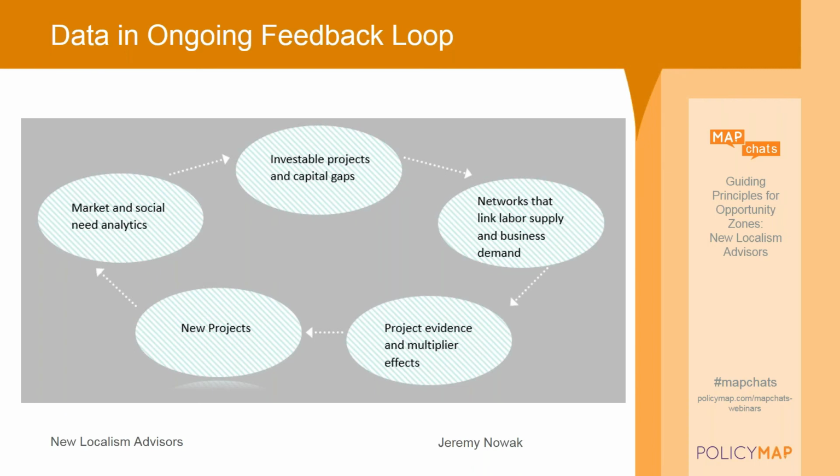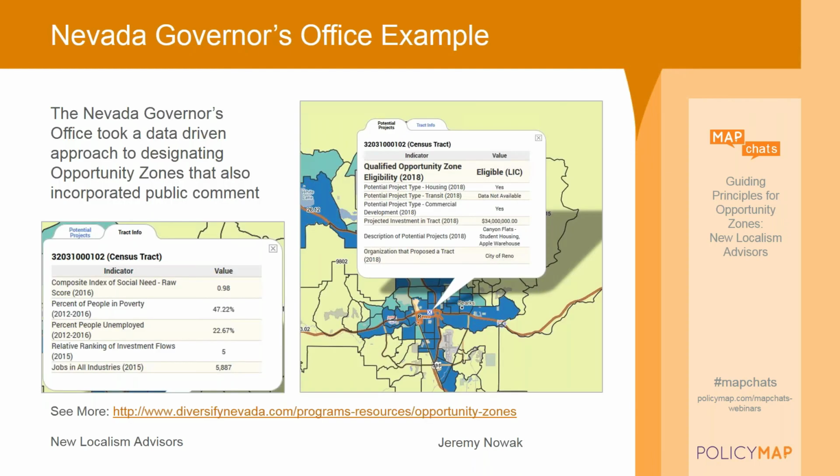And if you've got smart economic development people, which hopefully you do in your cities and states, they're organizing right now investable projects and trying to understand where the capital gaps are. They're getting in touch with and working with networks that can link labor supply and business demand. As investments happen, they're going to try to understand what worked and what the multiplier effects were. They're going to try to understand what that means for new projects, and they're going to constantly, in an ongoing way, be involved in the analysis of social need and market dynamics and try to get smarter and smarter at this as we go forward.